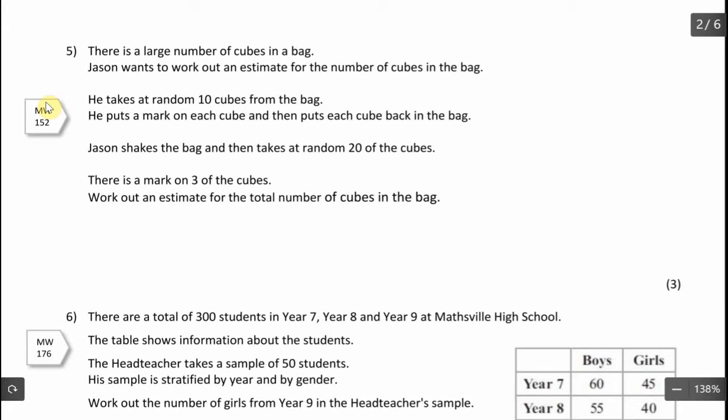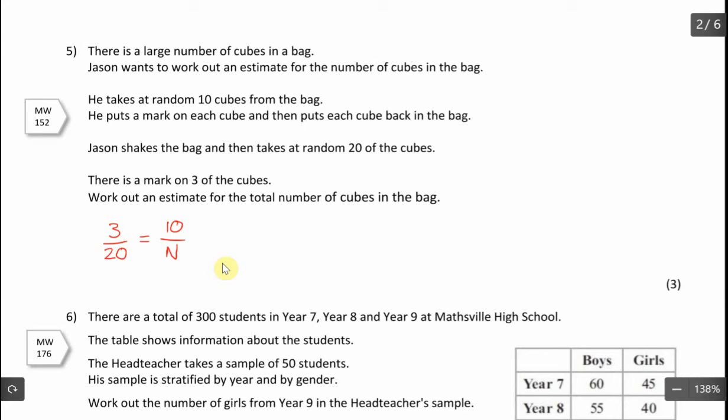Okay. Basically, of the 20 that he took the second time, 3 of them were marked. So 3/20ths were marked. That represents the proportion that those original 10 were out of the entire number of cubes. So we're saying that those original 10 that we marked, out of however many there were in the bag, is equivalent to the 3 that were marked out of the 20 we re-chose the second time. And this is how this method works. That's not exact. This is our best guess.